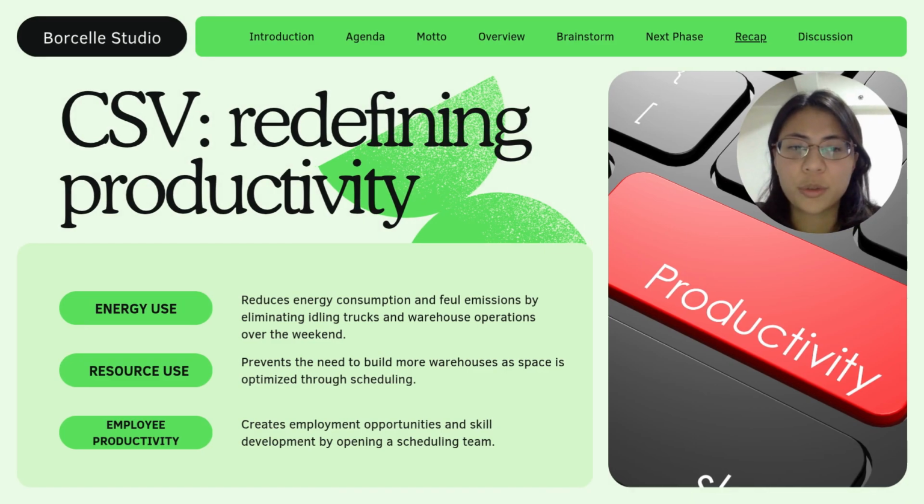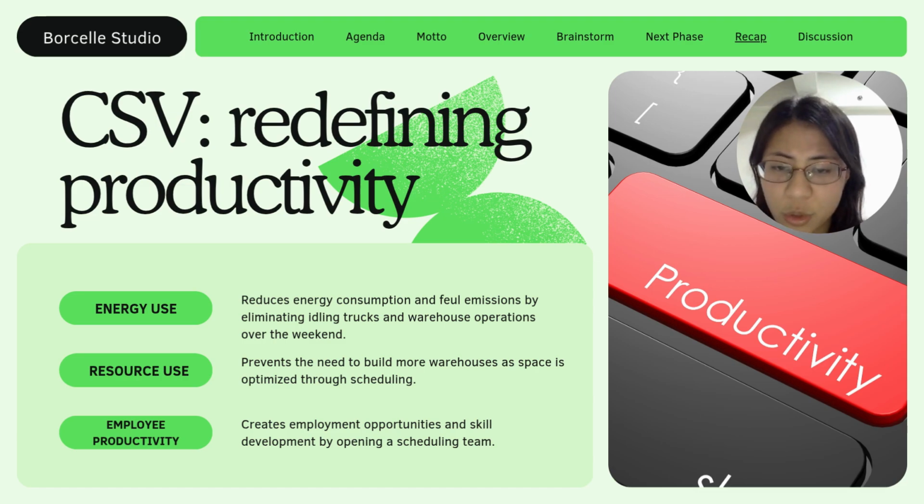Now we move on to the framework analysis. So for this intervention, I chose creating shared value, more specifically redefining productivity. So this intervention primarily targets energy use, so it reduces energy consumption and fuel emissions by eliminating idling trucks and warehouse operations over the weekend.